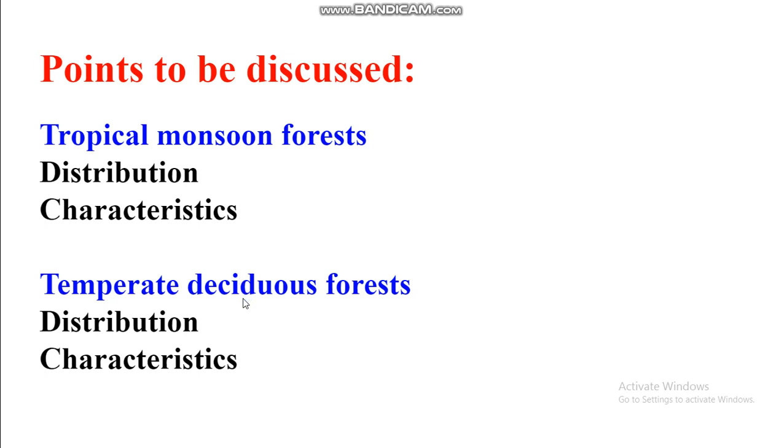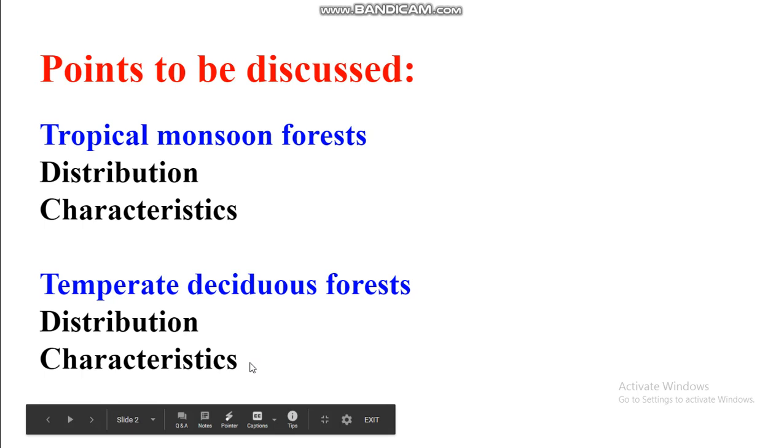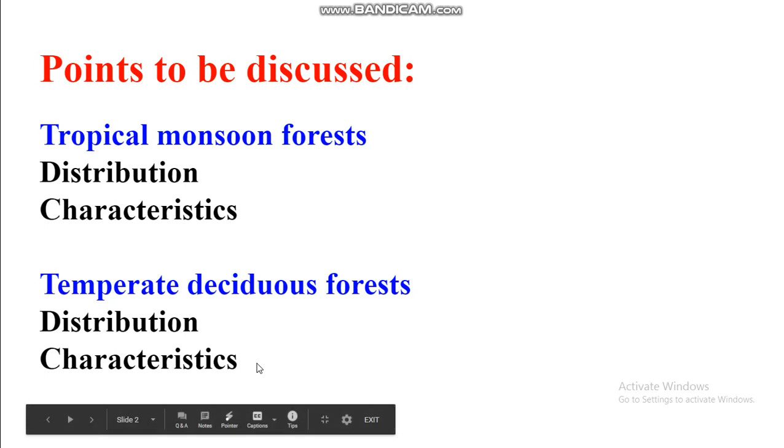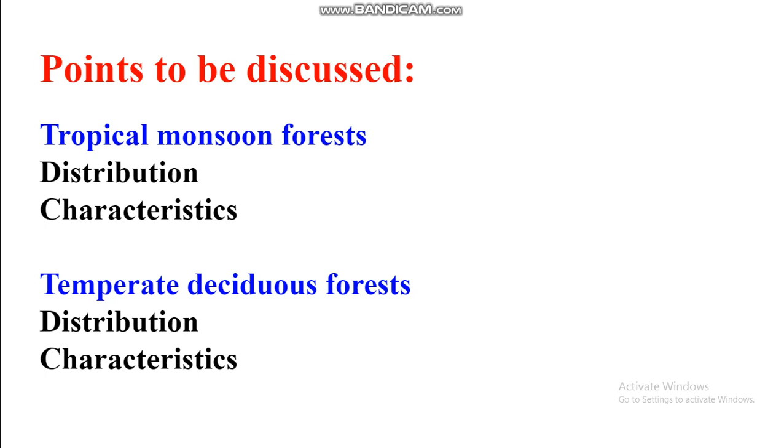What are temperate deciduous forests? Distribution of temperate deciduous forest. And characteristics of temperate deciduous forest. In last, there will be a self-assessment for you.